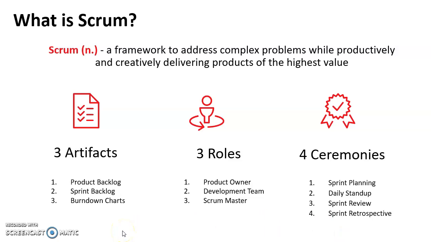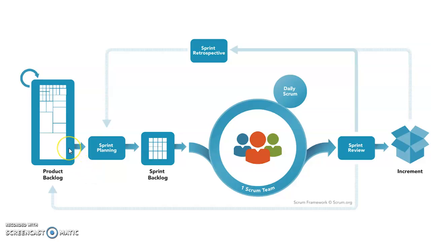So, what does that mean? The artifacts, roles, and ceremonies. I'll tell you in other slides. First comes the product backlog, that is our artifact. Product backlog is a parking space where you park all your queries, all your problems in a board which is called the product backlog.